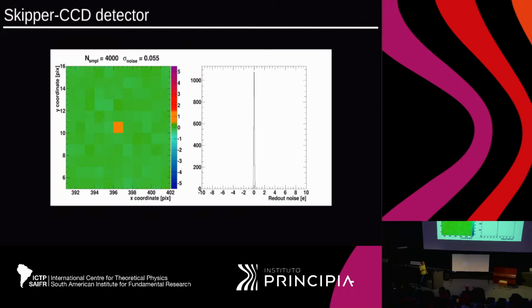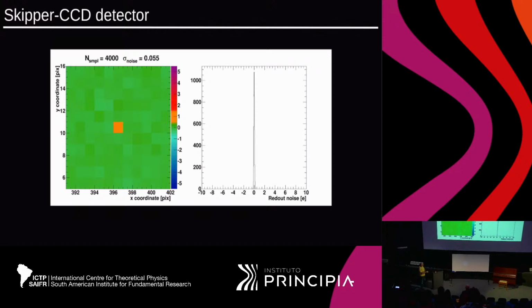Most of the pixels are empty. And now you see here that in this region of the CCD, actually the central pixel had one electron sitting in this pixel, but of course we weren't able to see it until we did the skipper trick and reduced the noise to sub-electron level. And now there is absolutely no doubt that there is an electron sitting in this central pixel.